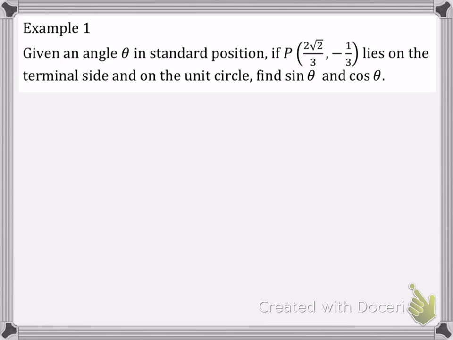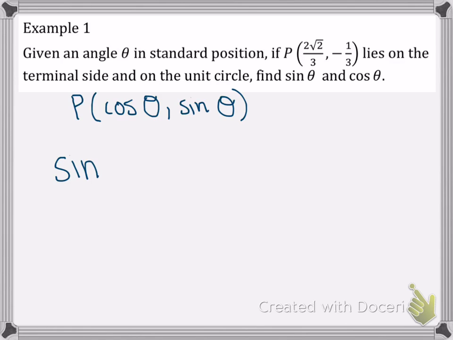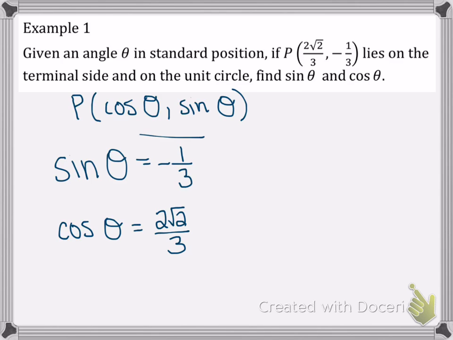So example 1: given an angle theta in standard position, if P is equal to 2 root 2 over 3, comma, negative 1/3, lies on the terminal side of the unit circle, find the sine and cosine. Well, remember, all the P points are in this form: cosine of theta, comma, sine of theta. So therefore, the sine of theta is negative 1/3, and the cosine of theta is 2 root 2 over 3.